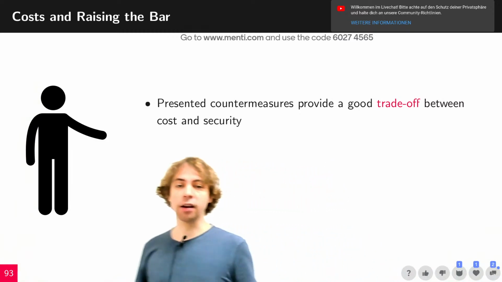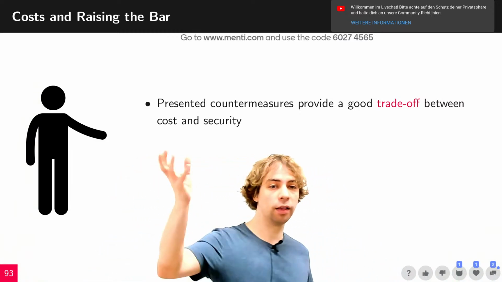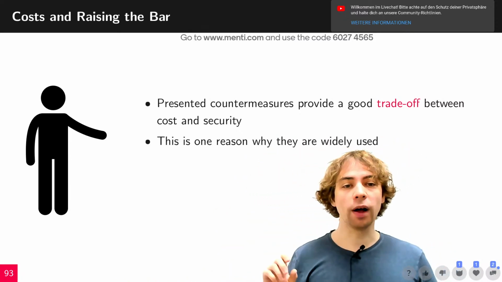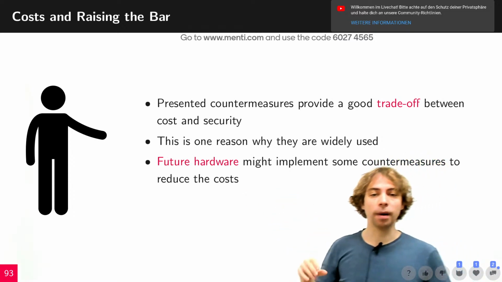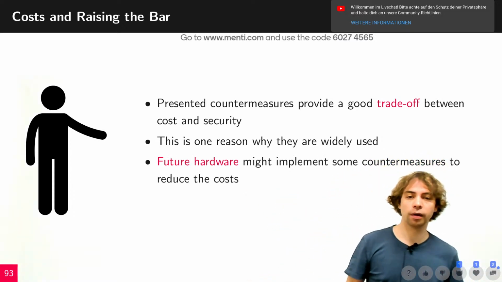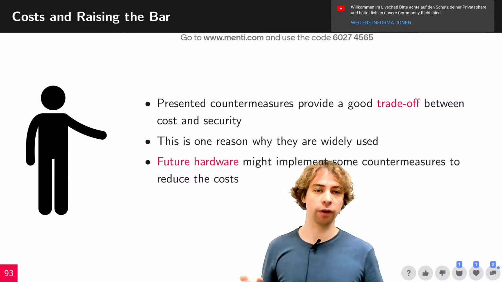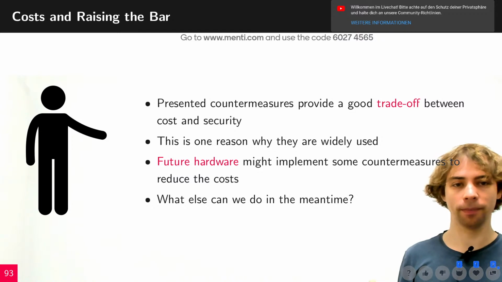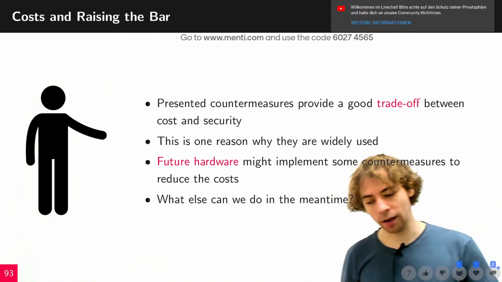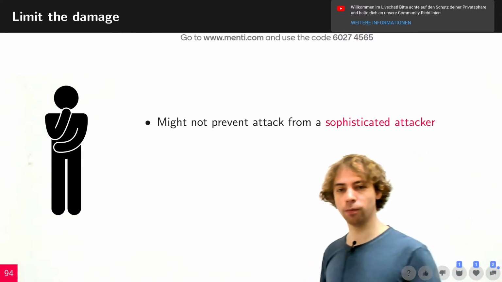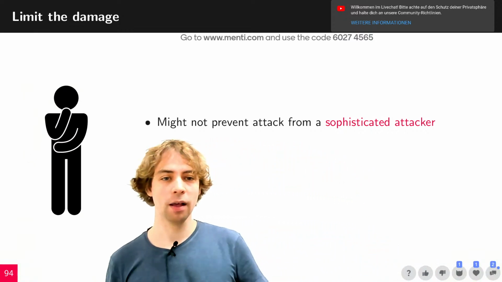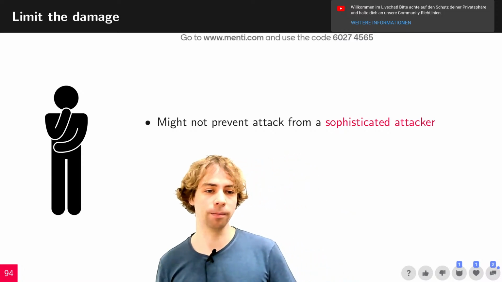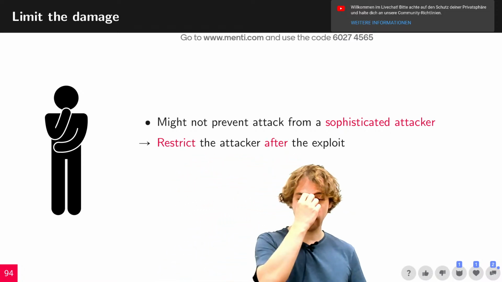The presented countermeasures have a good trade-off between cost and security, especially ASLR, because it's basically for free. And that's the reason why they are widely used. Future hardware might even implement countermeasures in hardware to reduce the costs further. But what can we do in the meantime? What if we cannot stop an attacker? Maybe we are not able to stop this, but maybe we can restrict the attacker after the exploit. And that's the last topic that I want to start today.